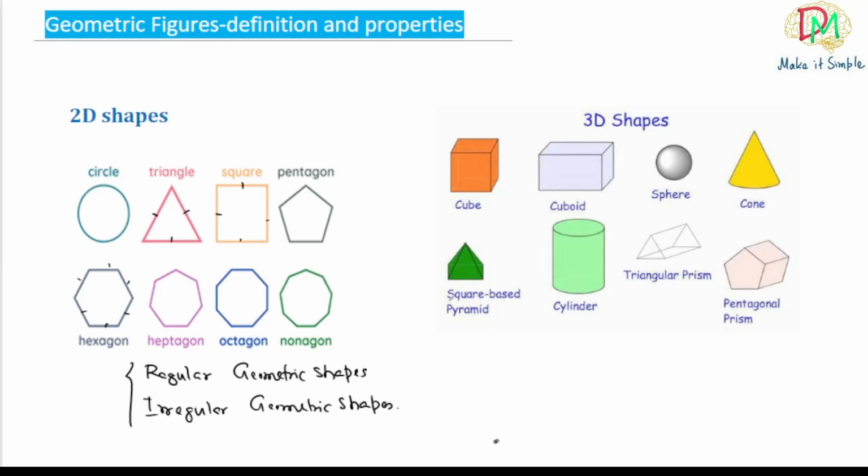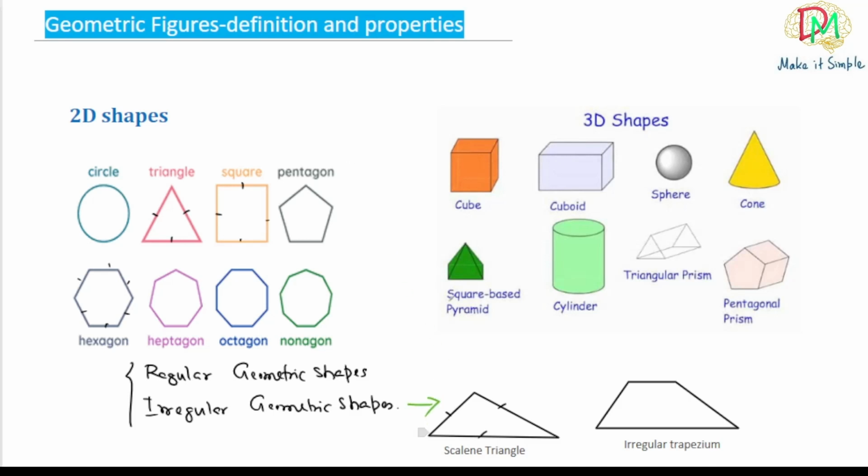What are irregular geometric shapes? A scalene triangle is an example of an irregular geometric shape. Look at this, all three sides are unequal. An irregular trapezium is also an example of an irregular geometric shape. Clear? You must remember that all these geometric figures are closed shapes.